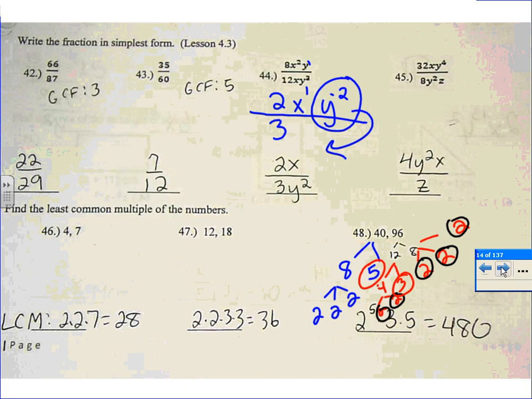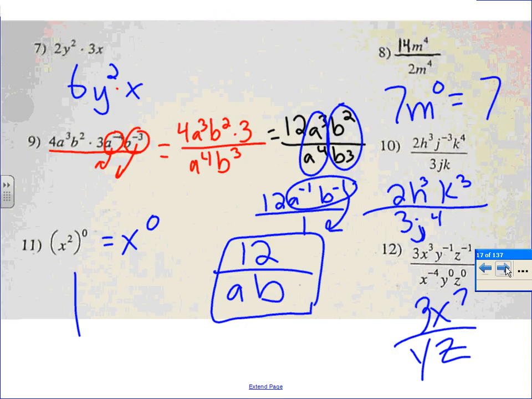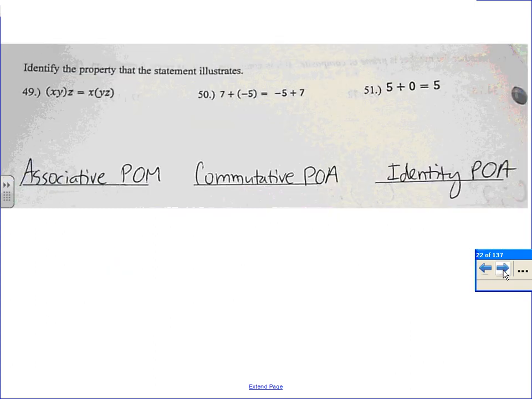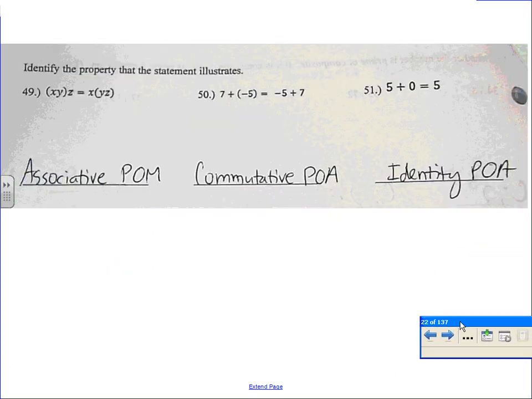Okay, 49. Associative property of multiplication. 50, commutative property of addition. 51, identity property of addition. POA and POM are fine. Ben, you check in your review.